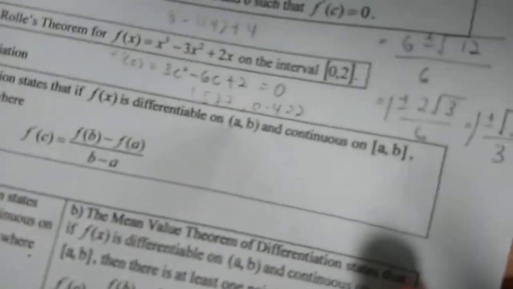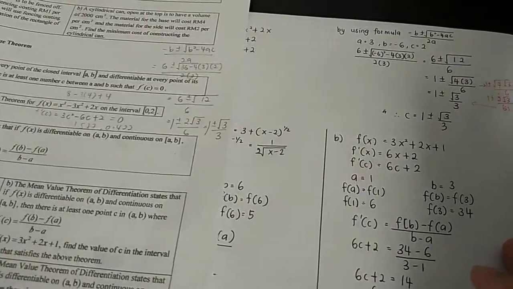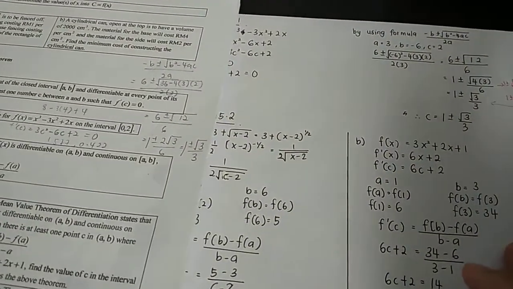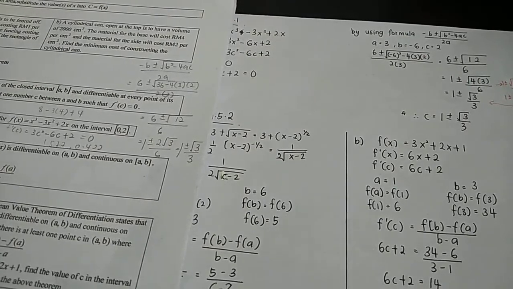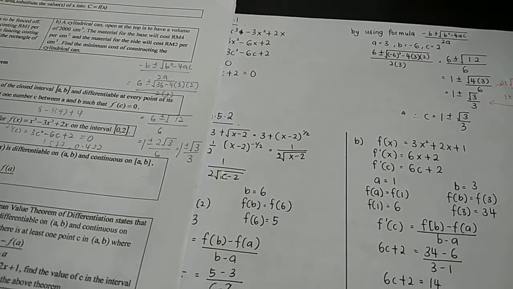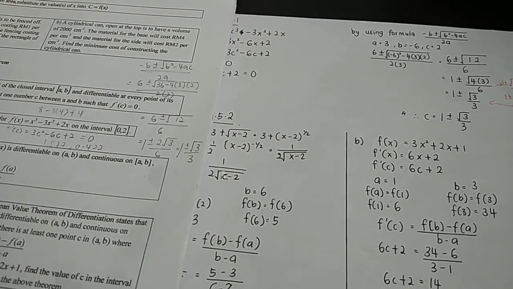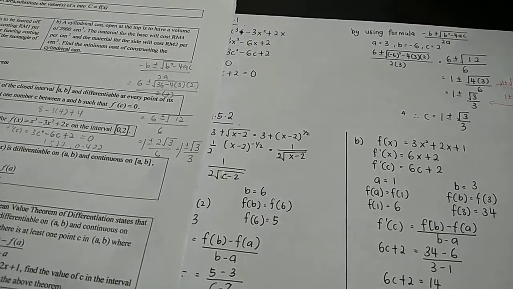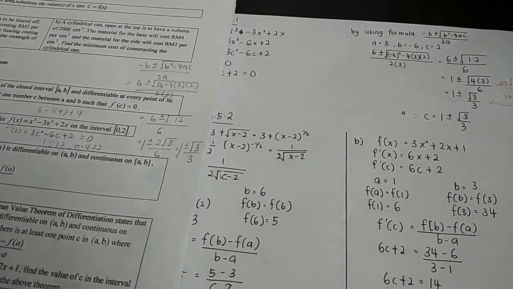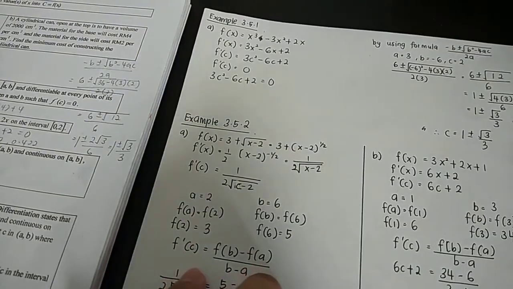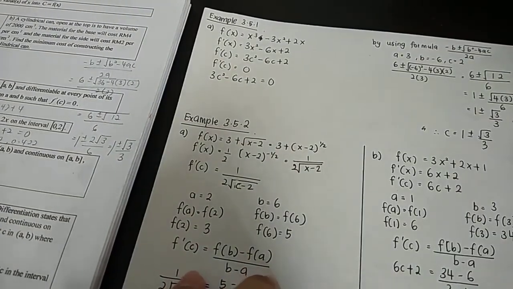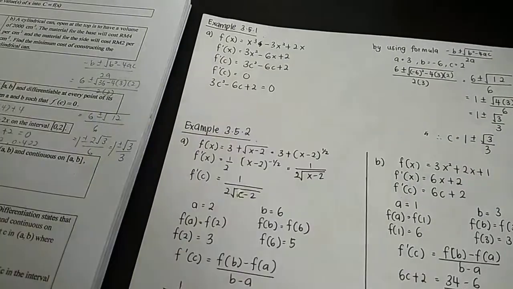Okay, so kita nak tengok example 3.5.2. So yang a, the mean value theorem of differentiation states that if f(x) is differentiable on (a, b) and continuous on [a, b], then there is at least one point c in (a, b) where f prime c equal to f(b) minus f(a) over b minus a. Okay, so find the value of c if f(x) equal to 3 plus square root x minus 2 in the interval of 2, 6. Okay, apa nak kena buat?